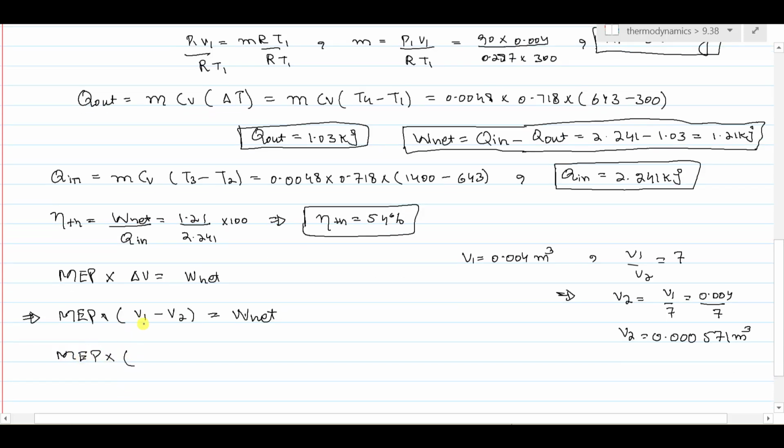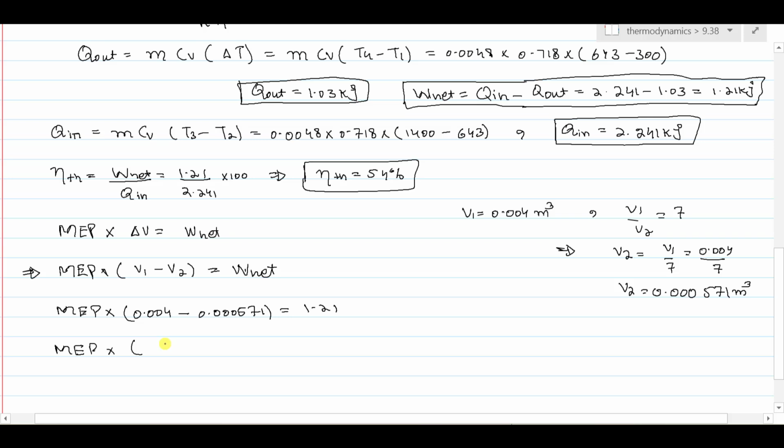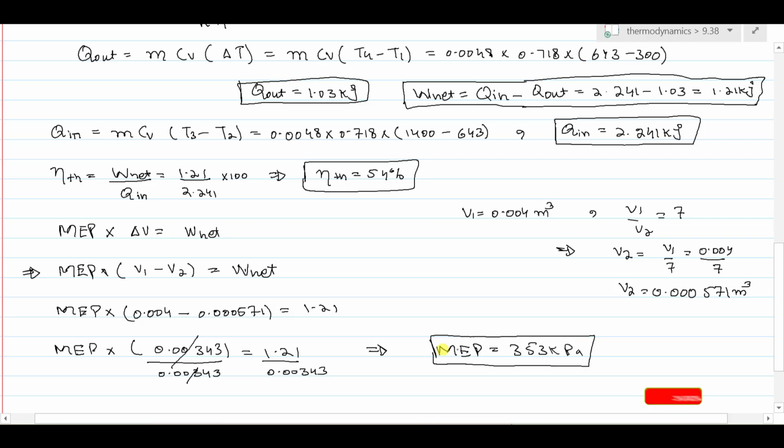I just simply put the values of V1, V2 and the net work produced. Its subtraction will give you the value of 0.00343. Divide both sides by 0.00343. That will cancel out, and the mean effective pressure is 353 kilopascal. And this is our final answer.